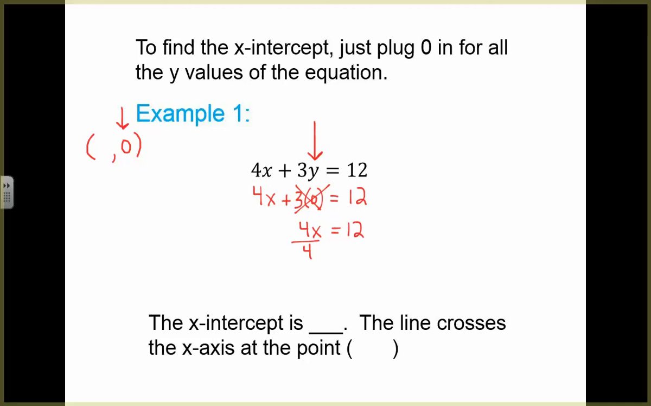Divide by 4 on both sides, and we're going to figure out what the x value is. Okay, so here it looks like the x value is 3. So we would say that 3 is the x-intercept. I knew that the 0 part was there for the y. Now I know that the 3 is there for the x. So to fill in the blanks down here, the x-intercept is 3. Okay, and the line crosses the x-axis at the point 3, 0. So just kind of file that away. We know that the x-intercept is 3.